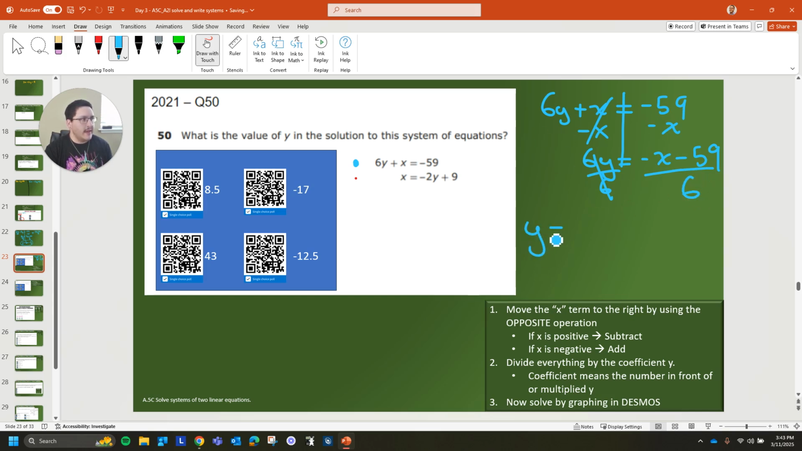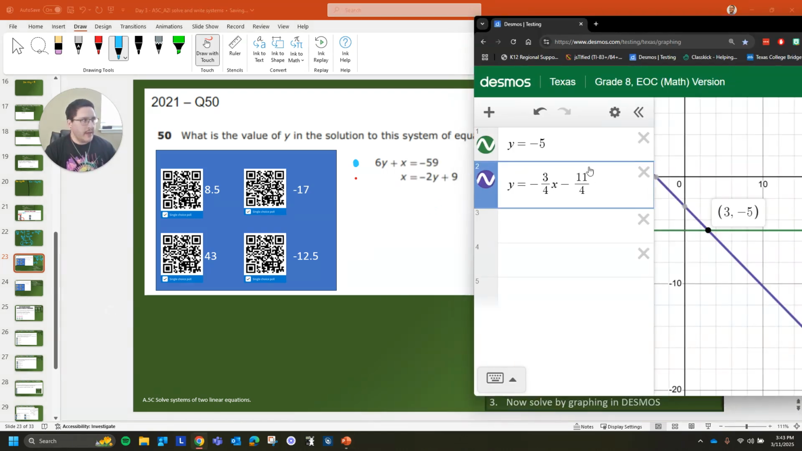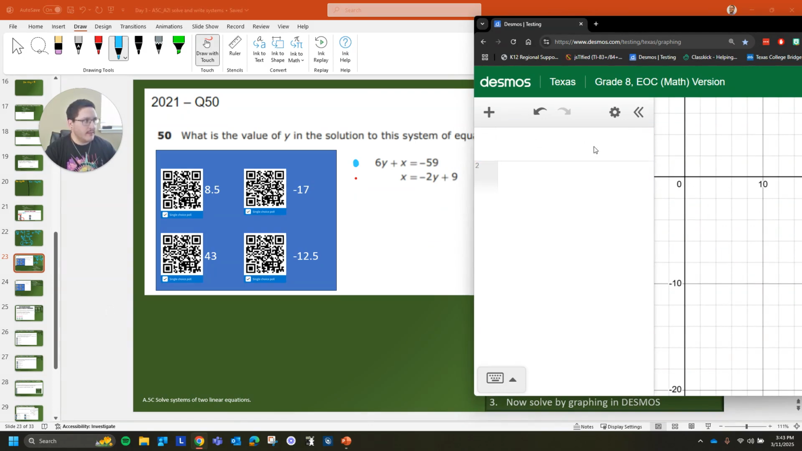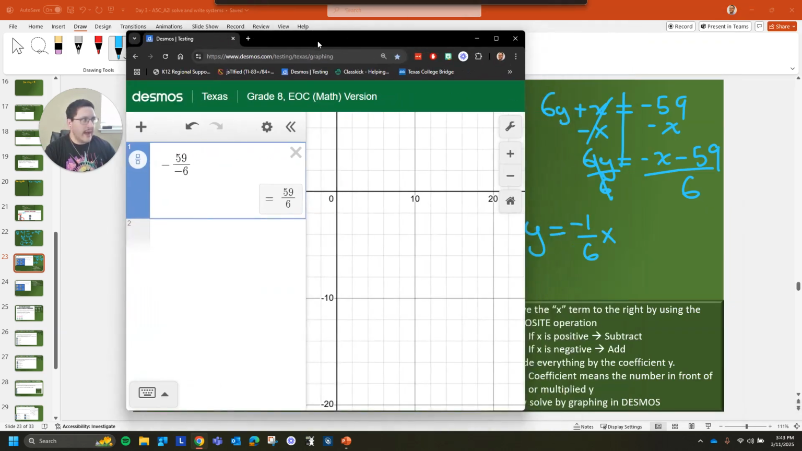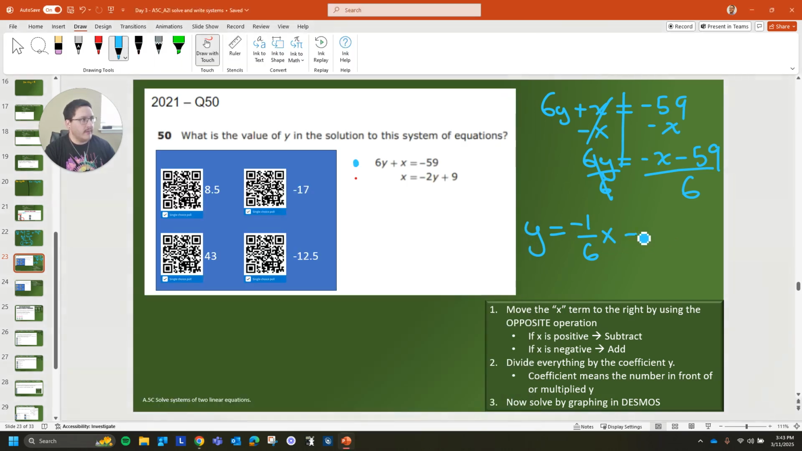So now y is equal to, that negative signifies there's a negative 1. 1 divided by 6 can't happen, so when you plug it into the calculator, you're just going to get negative 1 over 6x. 59 divided by 6, I believe, is going to be the same. Let's check just to make sure. Negative 59 divided by negative 6. Yep, positive 6, which would change the fraction to a negative, so that should be negative 59 over 6.